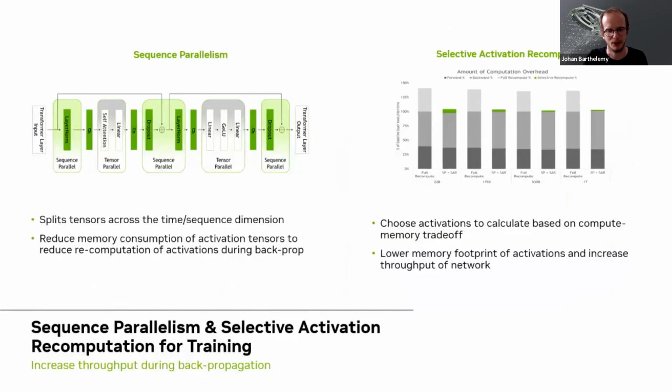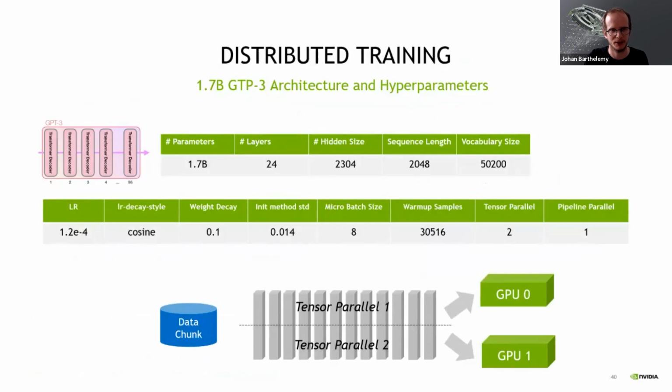Other things that might be interesting when you play with large language models is to reduce memory consumption. Again, I'm not going to go into the details, but what NeMo Megatron allows you to do is play with sequence parallelism. We split the tensor across the time and sequence dimension, and we reduce the memory consumption of those activation tensors so that we can reduce the computation as well. We can also do some selective activation recomputation, so we can choose when we need to compute activation functions, or if we just prefer to store them. Just a detail. Let's get back to our case.